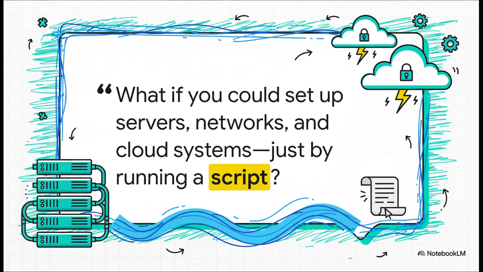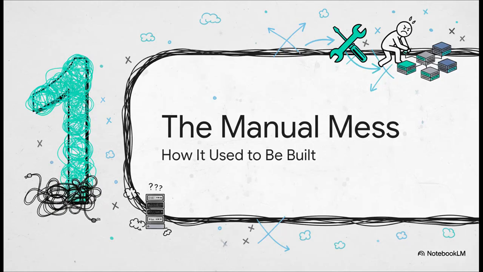It's all about taking that manual, repetitive, and frankly boring work of building servers and networks and turning it into something automated, reliable, and just unbelievably fast. So to really get why IaC is such a game changer, we first have to understand the problem it solves. And to do that, we need to take a quick look back at the old way of doing things, what I like to call the manual mess.